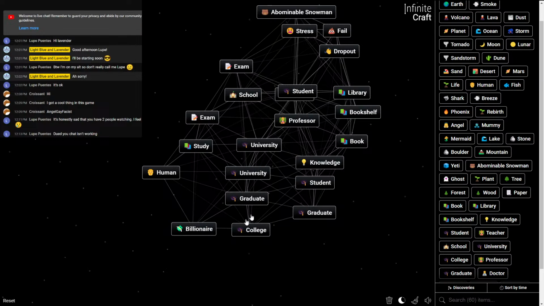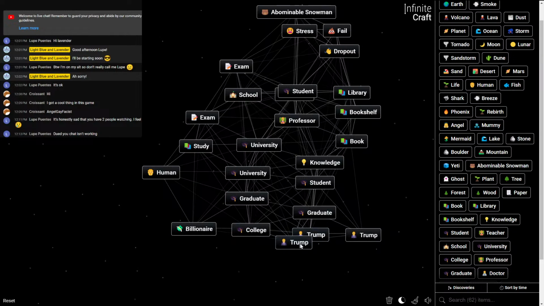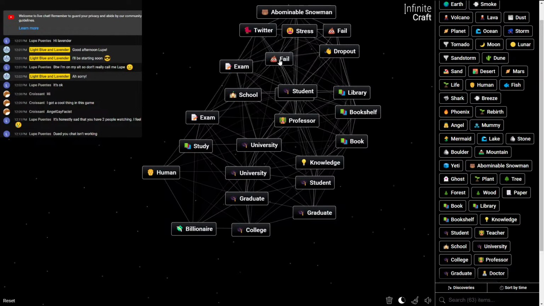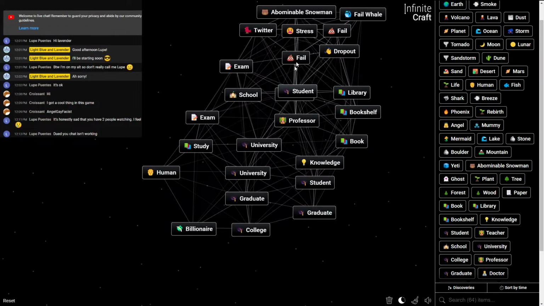Yeah. Where's Bill Gates? I want Bill Gates. Billionaire in university. Harvard. So true. Billionaire in Harvard. Trump. Oh, they changed the icon. If I remember correctly, the Trump icon before was the poop emoji. Twitter. Examine Twitter. Fail in Twitter. Fail whale. Stress and exam. Double fail. Epic fail. Epic stress.